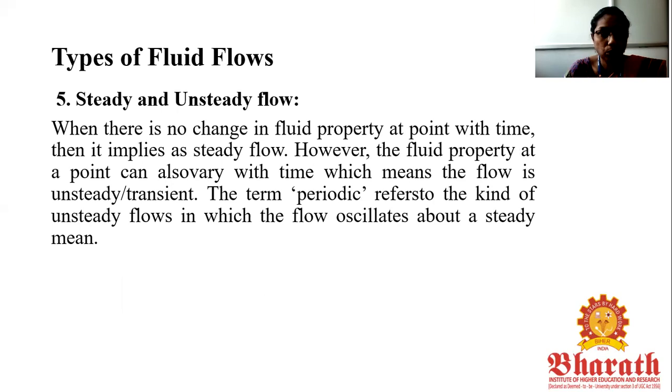Then the next type of flow is steady and unsteady flow. When there is no change in fluid property at any point with respect to time, then it is called steady flow. However, if the fluid property at a point changes with respect to time, the flow is unsteady or transient. The term periodic refers to the kind of unsteady flow in which the flow oscillates about a steady mean. So this comes under steady and unsteady flow.